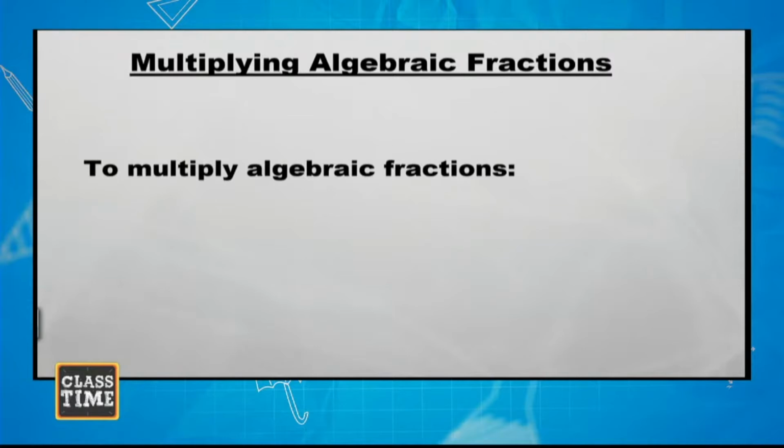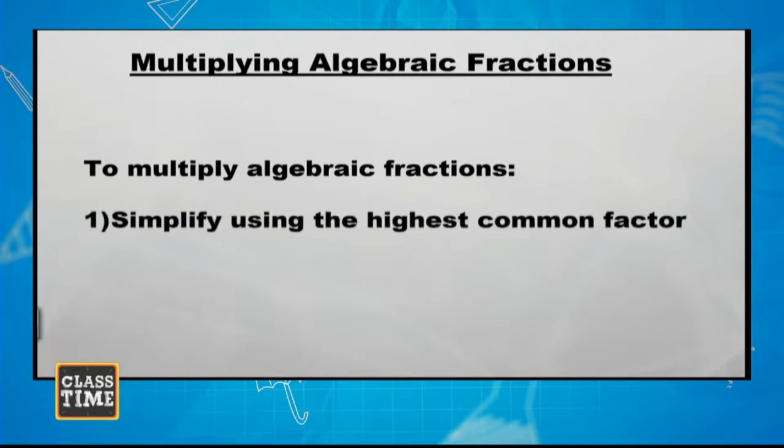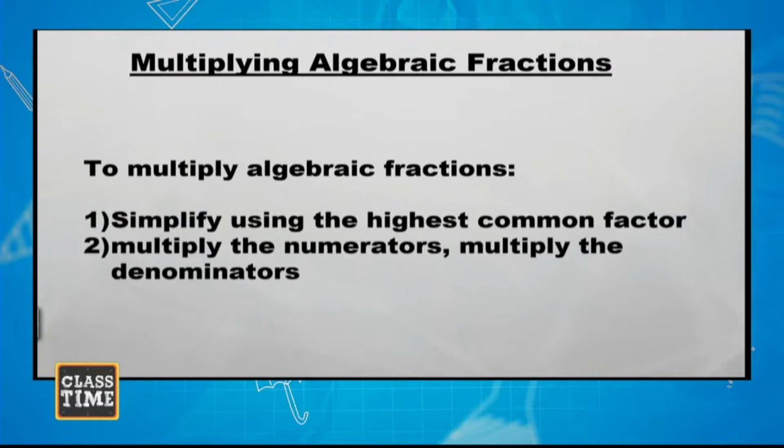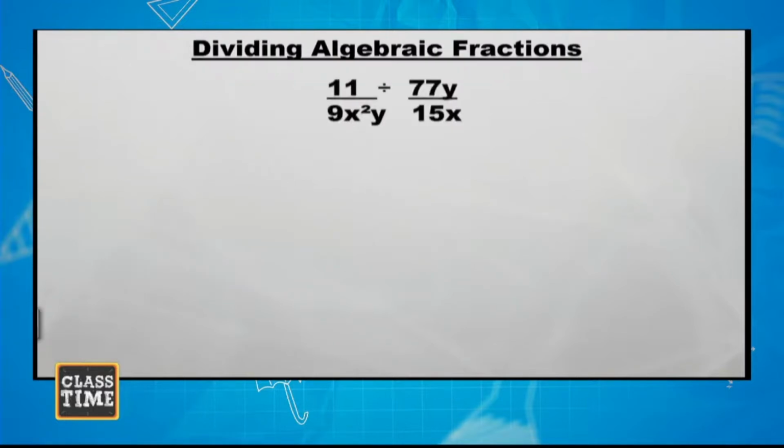And here we just want to recap when we're multiplying algebraic fractions. 1, we simplify using the highest common factor. And 2, we multiply the numerators and then we multiply the denominators. So we would have looked at simplifying algebraic fractions, and multiplying algebraic fractions. Let's see if we can go a little bit further now to dividing algebraic fractions.